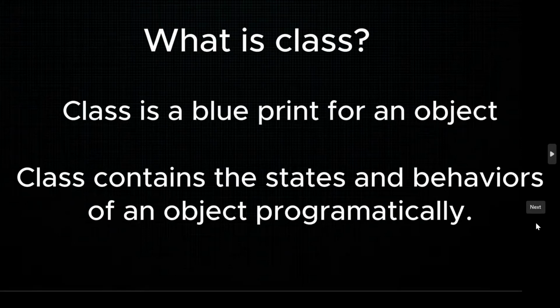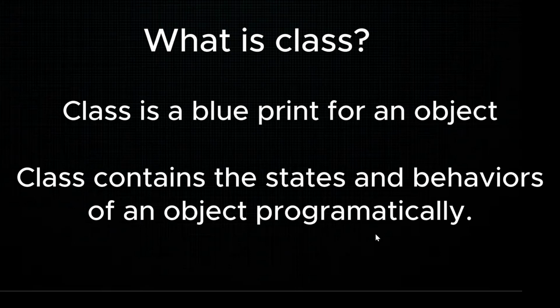So what is a class in object oriented programming? Class is a blueprint of an object and the object has states and behavior. So these states and behaviors are encapsulated within a class. So the class contains the states and behavior of an object programmatically.